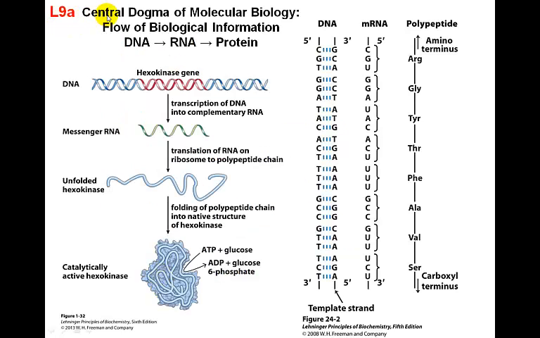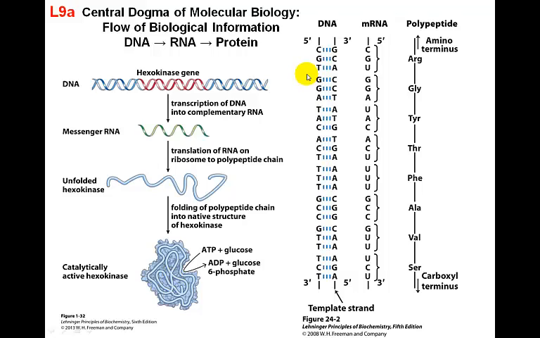So L9a, central dogma of molecular biology, flow of biological information from DNA to RNA to protein. And here we have our double-stranded DNA, and this section right here, the double-stranded DNA, contains the hexokinase gene. We transcribe one of these DNA strands to get a complementary RNA, which contains the coding sequence for hexokinase, the protein. Translation of the mRNA to an unfolded polypeptide gives us the amino acid sequence of hexokinase. And then upon folding, we make the catalytically active hexokinase.